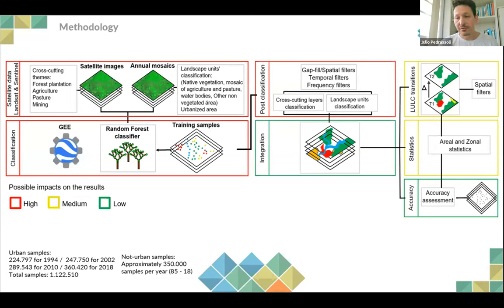The second filter is what we call the temporal filter. We assume that in the time series, a pixel will be valid as urban based on the temporal frequency in two defined windows of 3 and 5 pixels in the time series, applied sequentially, looking at the center pixel. And if the mode of the class in the time window before and after is urban, it stays urban.